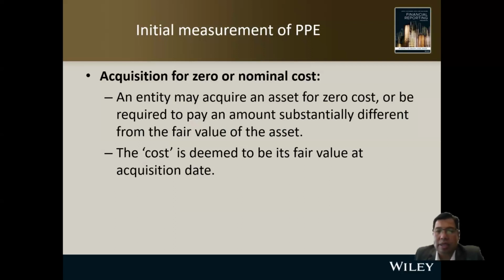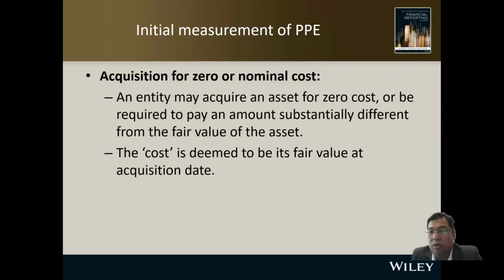Okay. In certain situations, there is also acquisition for zero or nominal cost. It means you don't pay anything, but you get the asset. Does that happen? Yes, maybe if you run an NGO, non-government organization, or a charitable organization, you might receive donations from the public. Maybe they give you a building. For Muslims, they give you buildings for the benefit of the society. We call it wakaf.